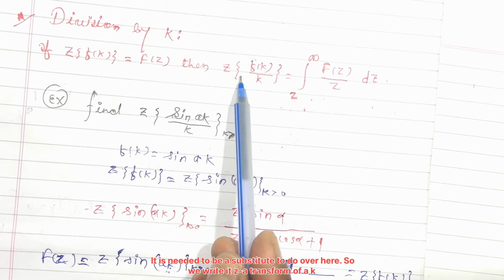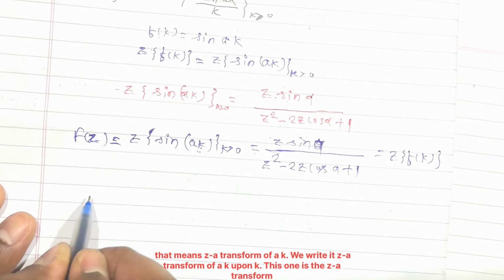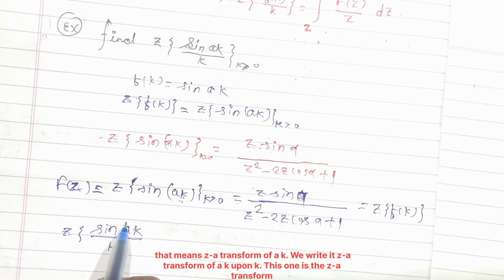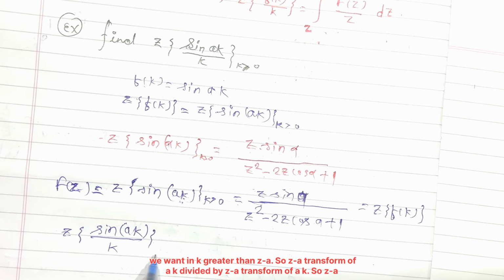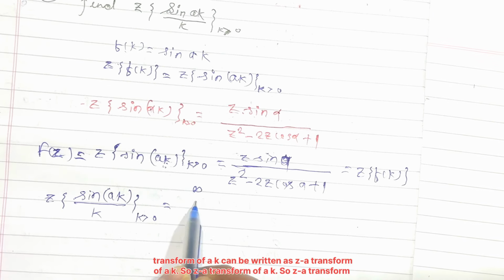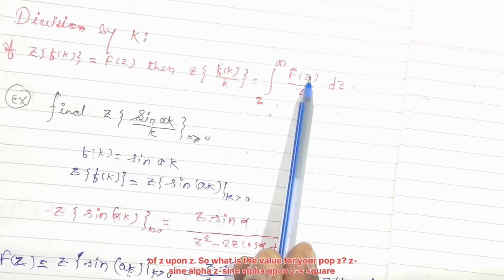So we write the z transform of f of k upon k. That means the z transform of sine ak upon k. This is the z transform we want, when k is greater than 0. So the z transform of sine ak upon k can be written as the integral from z to infinity of f of z upon z.